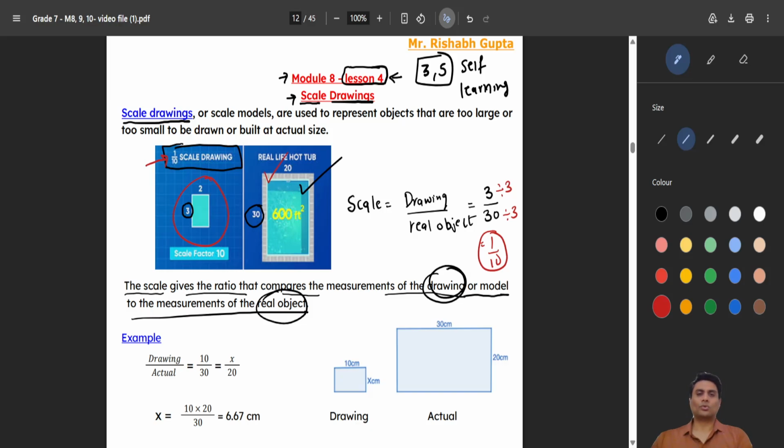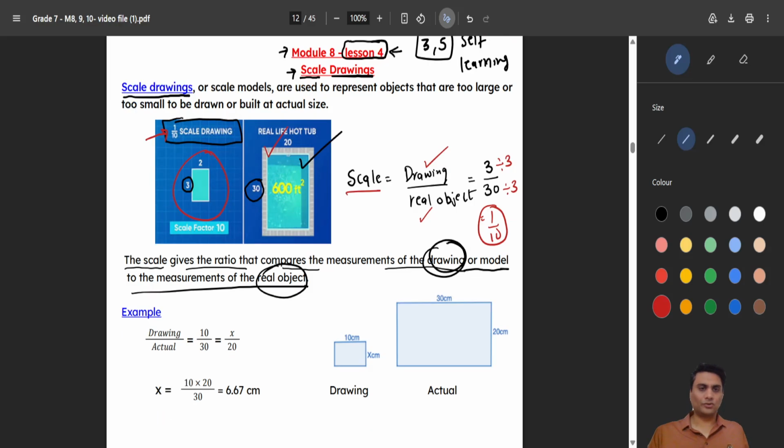Okay, so let us sum it up. First of all, what is scale drawing? Making a smaller drawing, a smaller version of the larger object. How do we find the scale? By dividing the drawing dimensions by the real object dimensions. Let us do some examples.